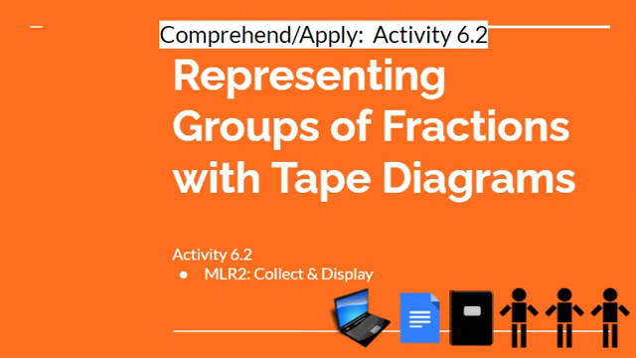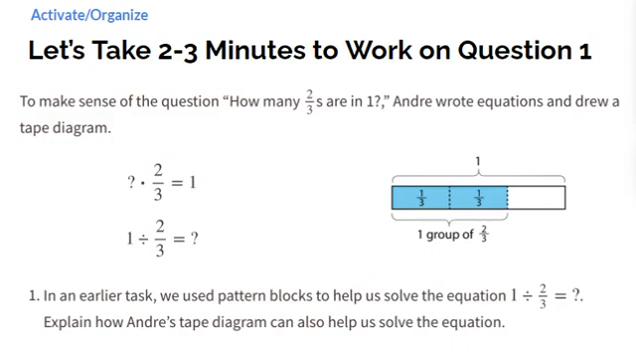All right, let's talk about representing groups of fractions with tape diagrams. So we're going to take a couple minutes here on this one. And let's think about this. So this question says, how many 2/3 are in 1? So the equations that Andre wrote to make this work out is we've got something times 2/3 gives us 1, or we can also think of it as 1 divided by 2/3 gives us something. So before we used pattern blocks to answer something like this. How can this help us figure this out?